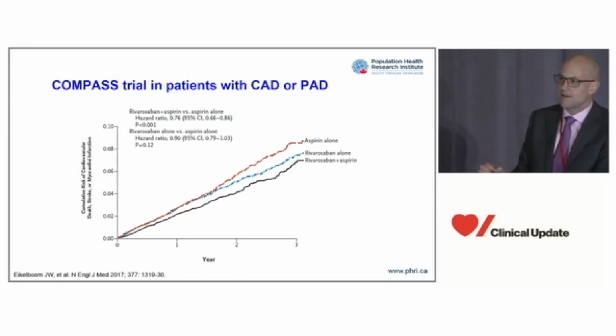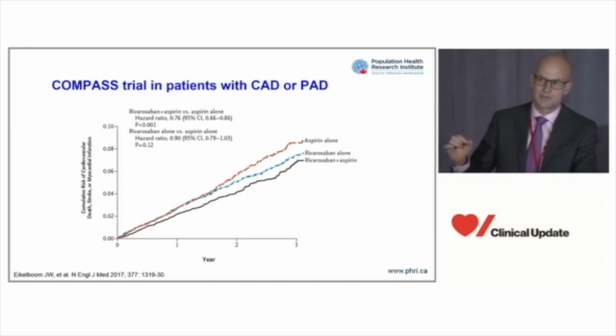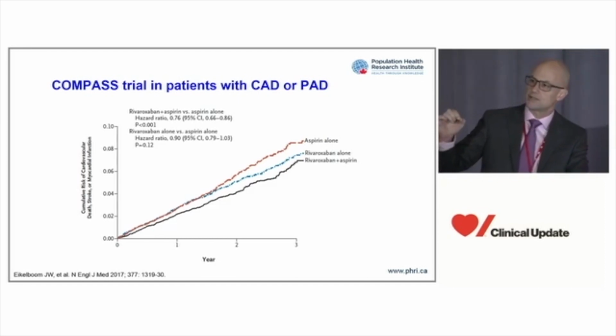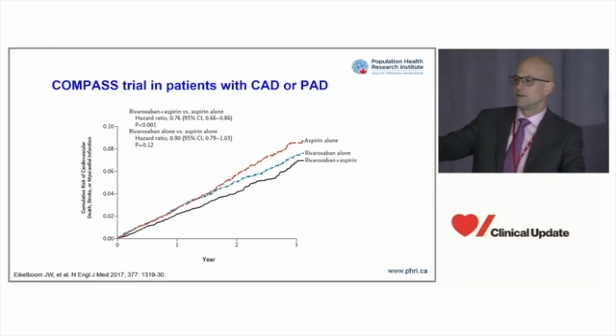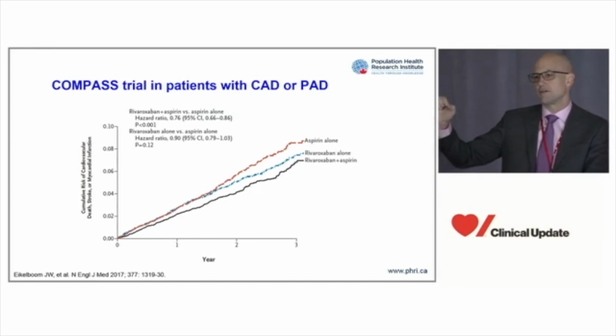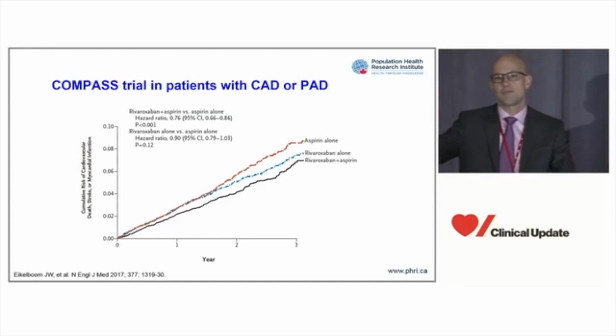The black line is rivaroxaban plus aspirin. The red line is aspirin. It's about a quarter reduction in major adverse cardiovascular events. Again, of the ballpark of a 1 millimole reduction in LDL cholesterol, of a 10 millimeter drop in blood pressure, of the use of an ACE inhibitor.